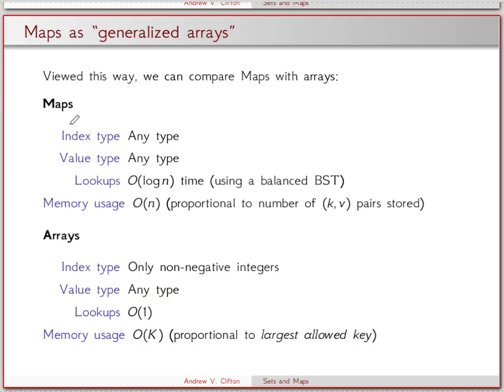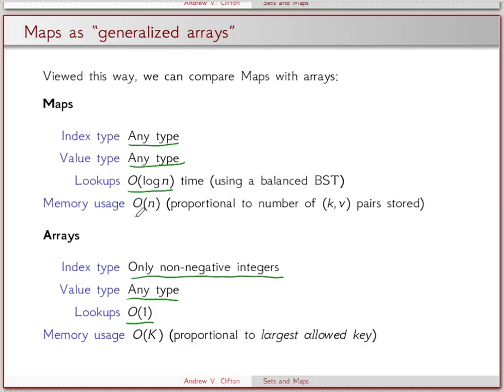So we can compare the maps that we have with standard arrays. With maps, our indexes can be anything, whereas for arrays, they can only be non-negative integers. There's no array that has negative indexes or anything like that. Our values can be anything. That's the same for arrays. Lookups, if we're using a binary search tree, are going to take log of n time, whereas an array offers constant time lookups. So arrays win there.